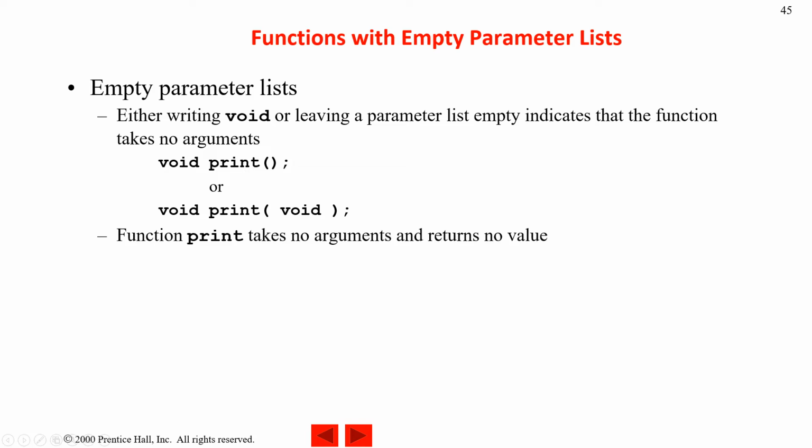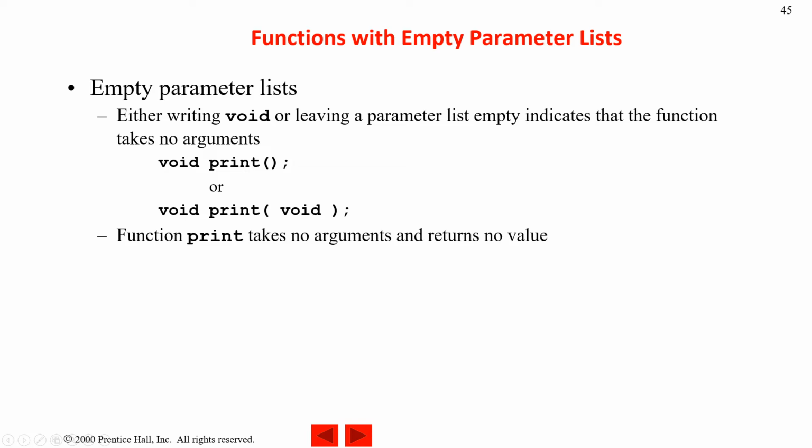You can leave it blank. It means that this function print does not take any parameter. Or you can explicitly write void. It means you're emphasizing the fact that this does not take any parameter. And when you write void, it means that you're explicitly telling it that it cannot take any argument, any parameter. If you leave it, it means you just didn't pass any parameter over here.